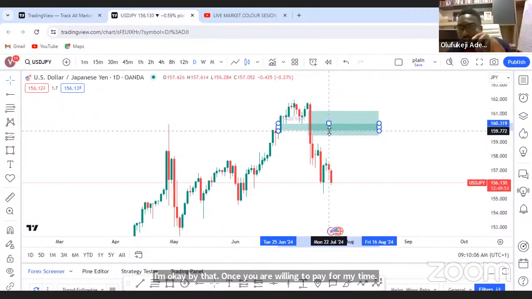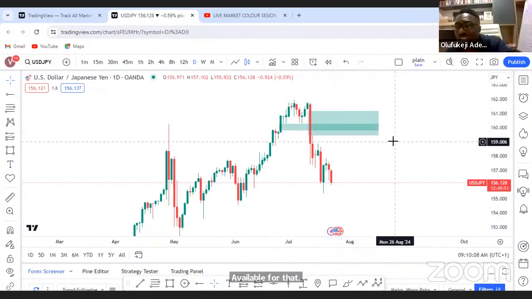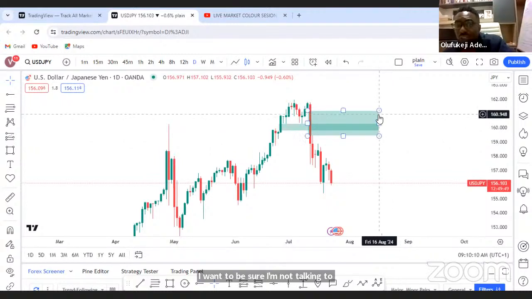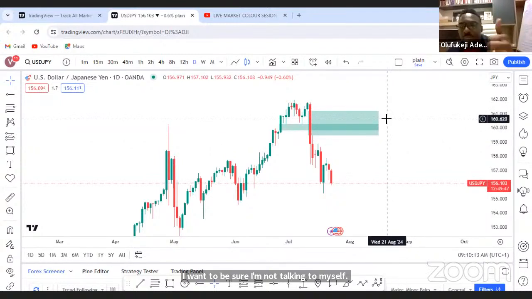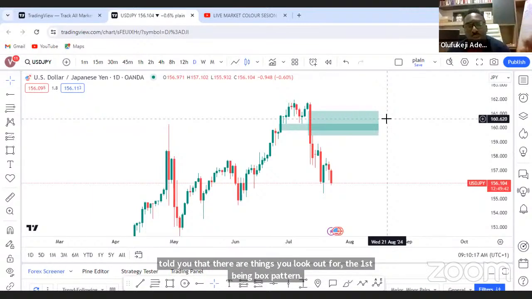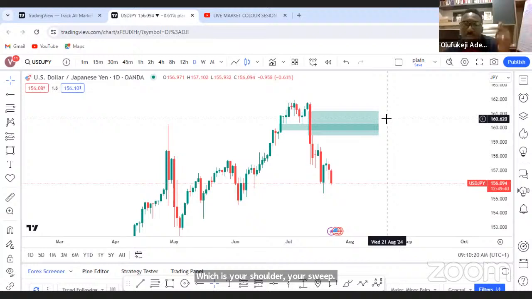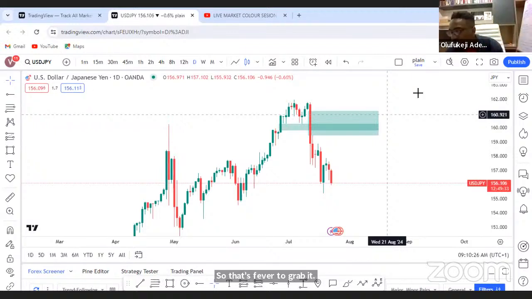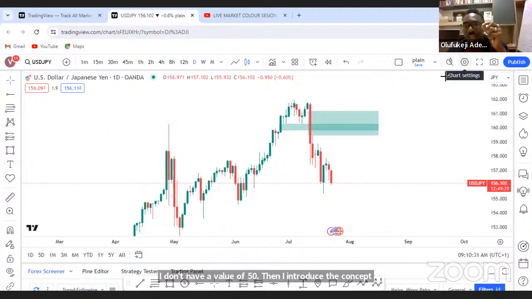So what are the concepts? I want to be sure I'm not talking to myself. I told you that there are things you look out for. The first being box pattern, which is your shoulder, your sweep, your break of structure to the downside that forms a fair value gap, the inducement, and a return to that fair value gap to grab it. Either that fair value gap or 50%. Then I introduced the concept of IFVGs, inverted fair value gaps, where if the price has left you with box pattern, just look out for those inverted fair value gaps.